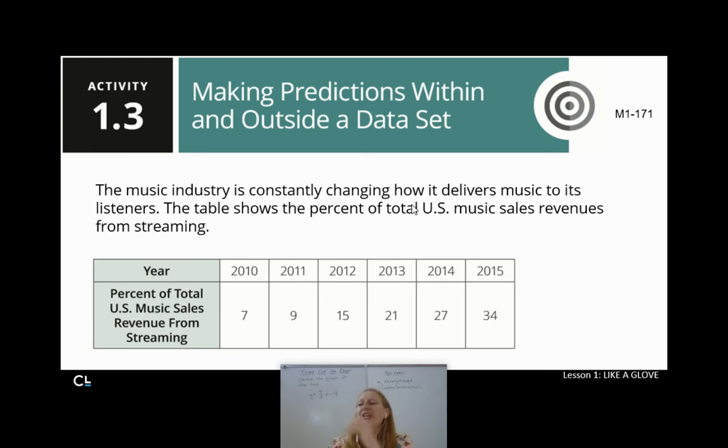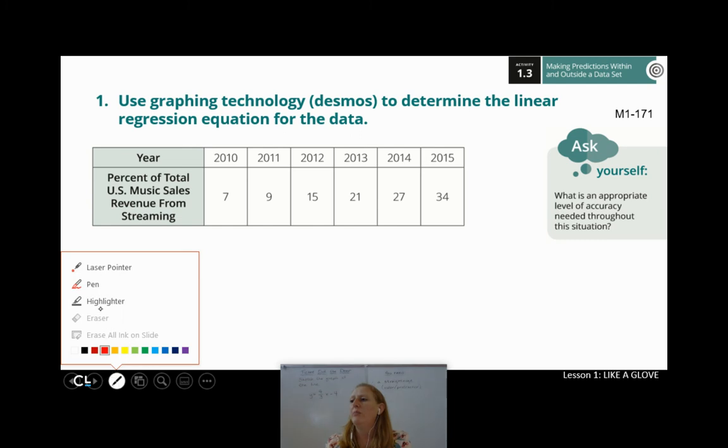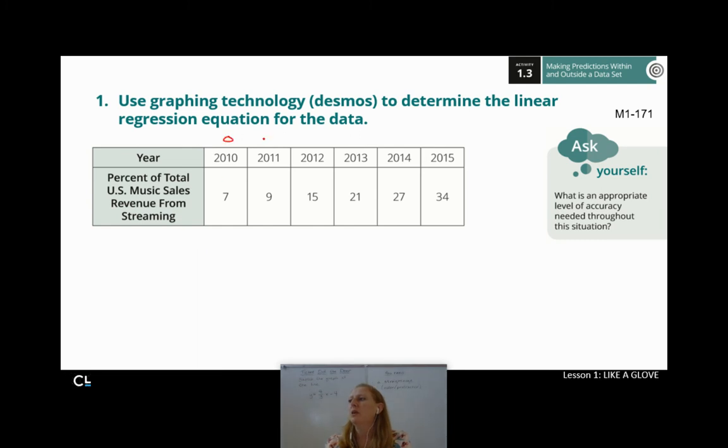So I have a lovely table here with years and percent of total music sales revenue from streaming. I don't want to type in these big numbers because that's going to get awkward on my graph. Because we are going to use graphing technology, you are going to use Desmos. I think it would be best if we use 0, 1, 2, 3, 4, 5. I think that would be easiest to use when you put it in your table. So instead of 2010, just use 0. Instead of 2011, just use 1, 2, 3, 4, 5.